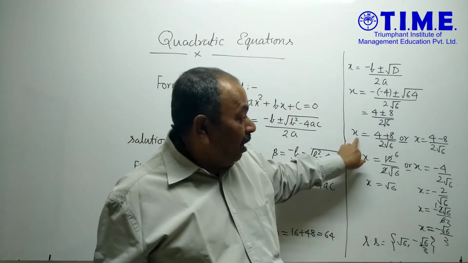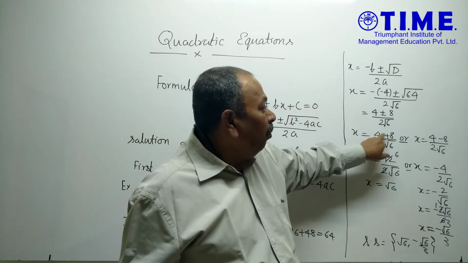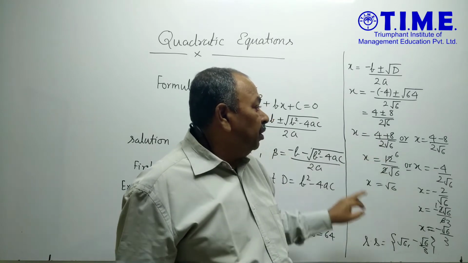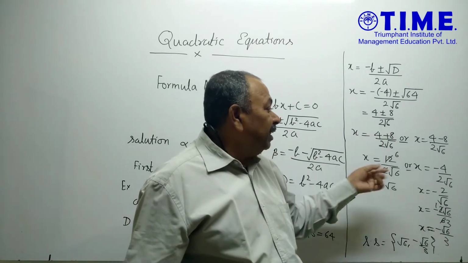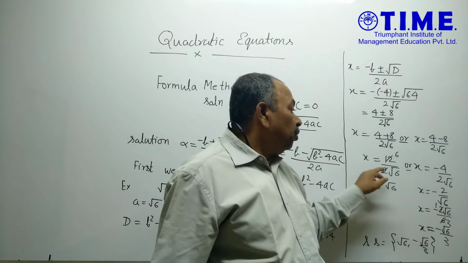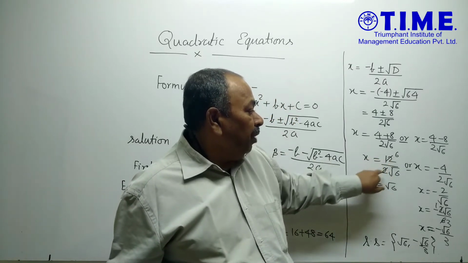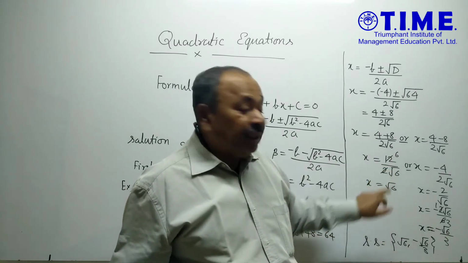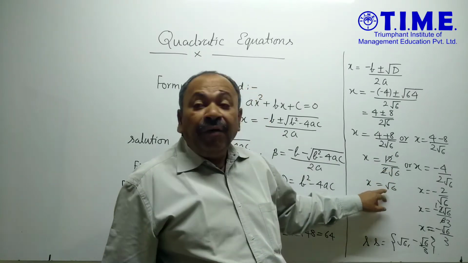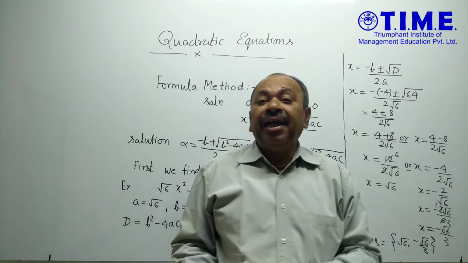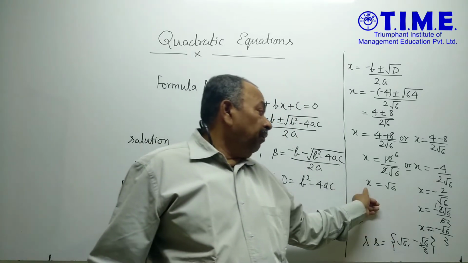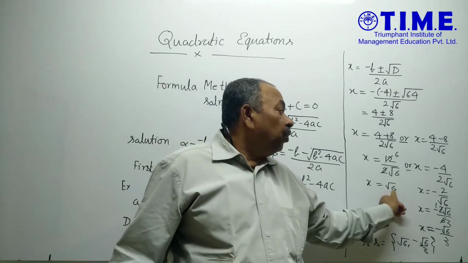So the first solution, alpha, is x equal to 4 plus 8 upon 2 root 6. What is the simplification of 4 plus 8? 12 upon 2 root 6. If we cancel, 12 divided by 2 gives 6. 6 upon root 6 is root 6, since if we divide x by root x, we get root x. So the solution of this first part is x is equal to root 6.